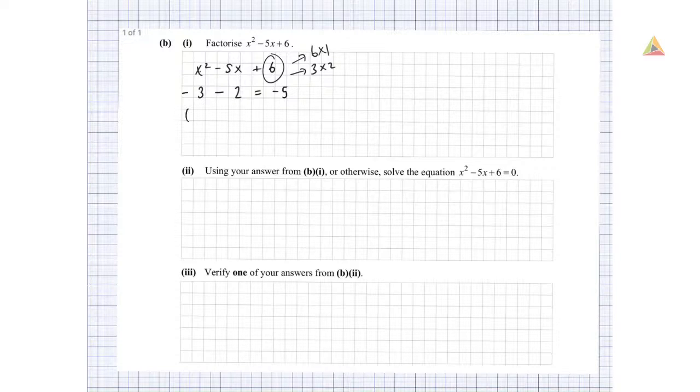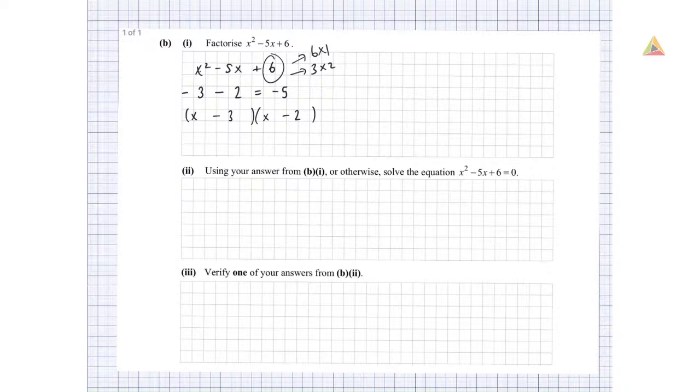So now I'm going to open up my brackets. I'm going to put x in the first, x in the second. So minus 3 in the first and minus 2 in the second. So that's it factorised.